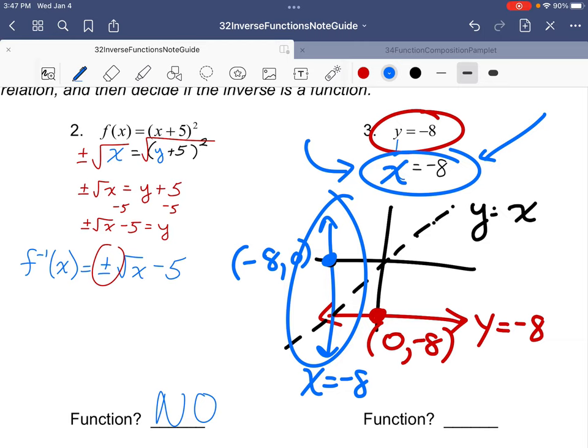Is it a function? Is this vertical line a function? No, it's not a function. It fails the vertical line test.